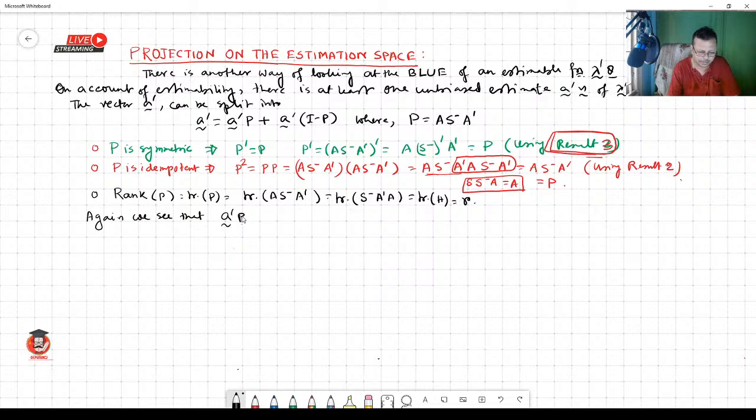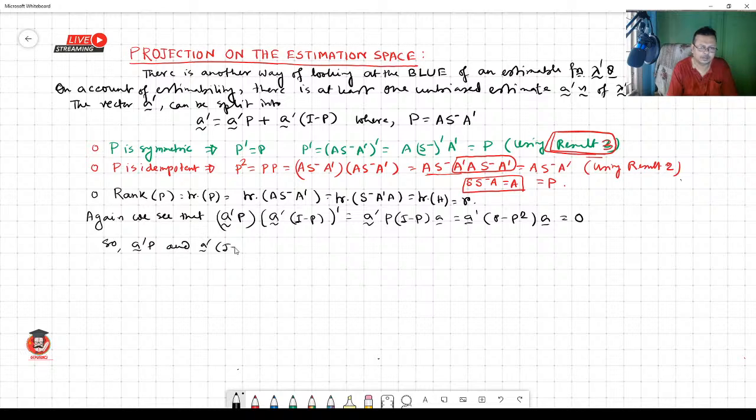Again we see that A curl prime P, A curl prime (I minus P) whole prime, this equal to A curl prime P (I minus P) A curl, that is P minus P square A curl, and this is equal to 0. So A curl P and A curl (I minus P) are orthogonal.